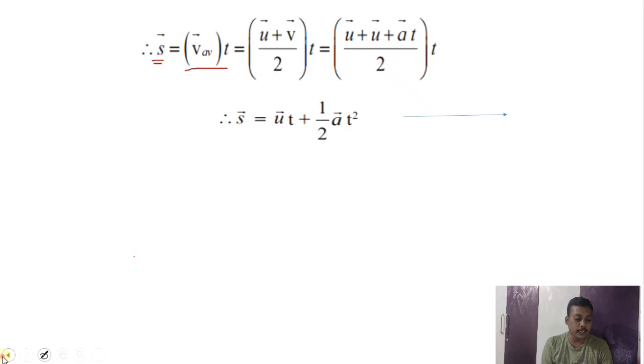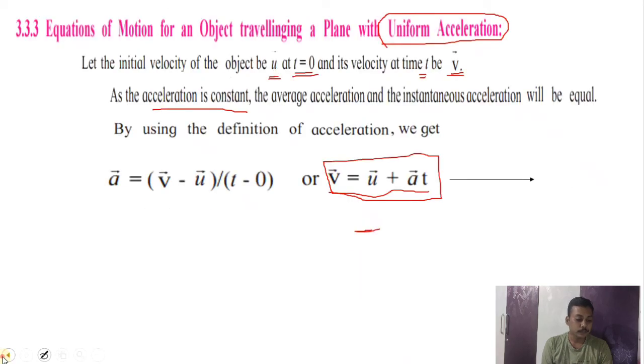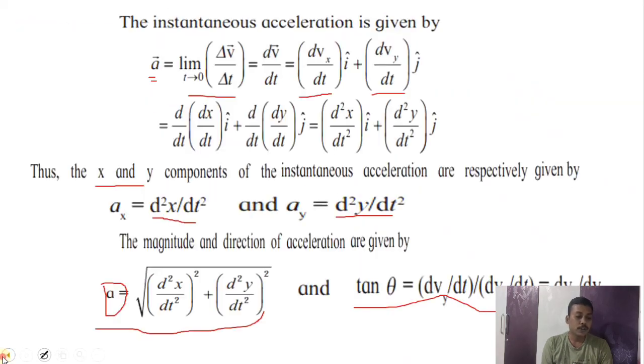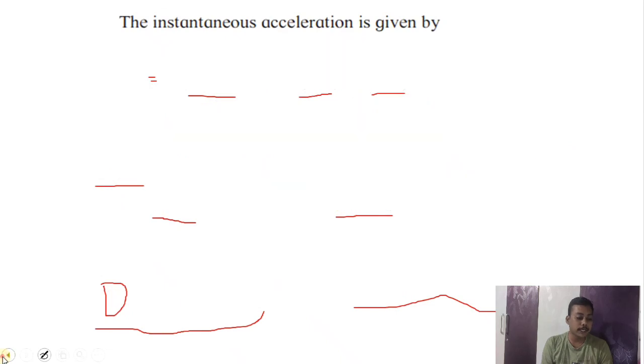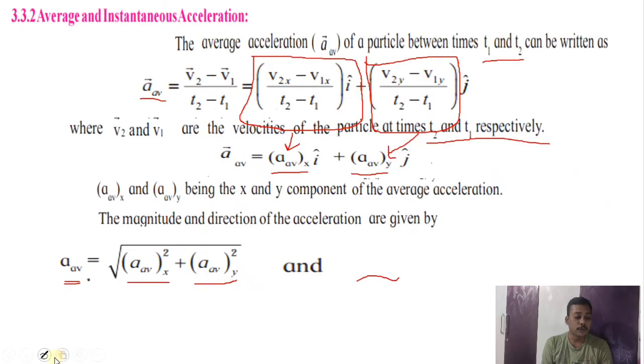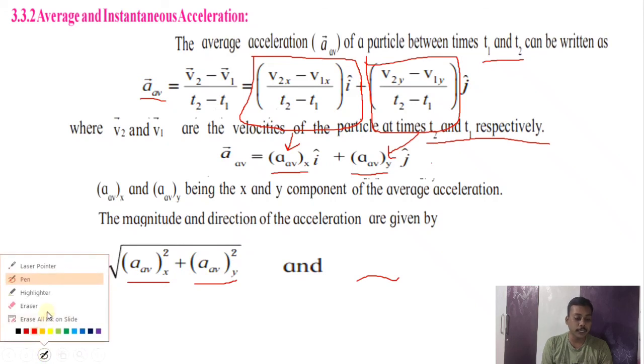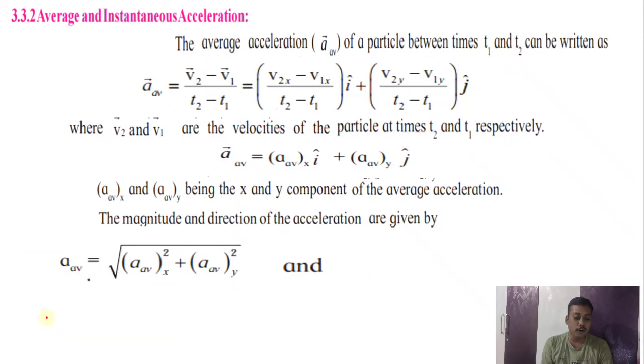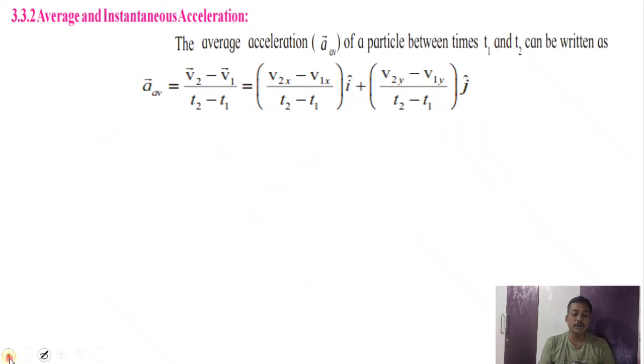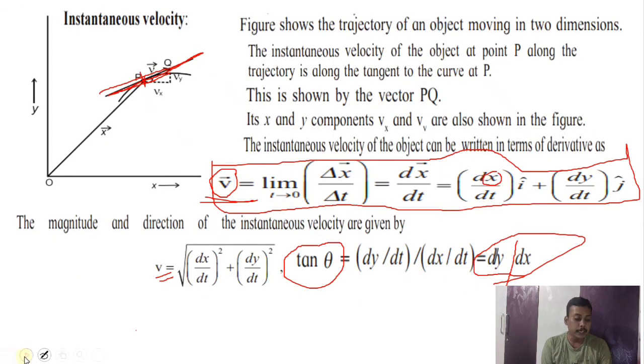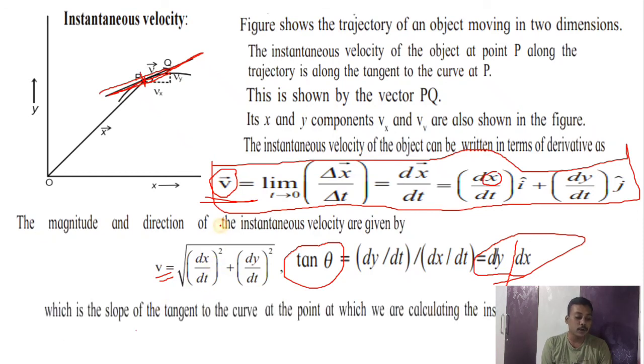So today we study average and instantaneous acceleration. Before that, we study the instantaneous velocity. This is the formula for instantaneous velocity: v bar is equal to the limit as delta t tends to 0 of delta x bar by delta t. The instantaneous velocity is written in terms of the derivative of displacement. The magnitude of velocity is the square root of (dx by dt) square plus (dy by dt) square. The direction is dy by dx.